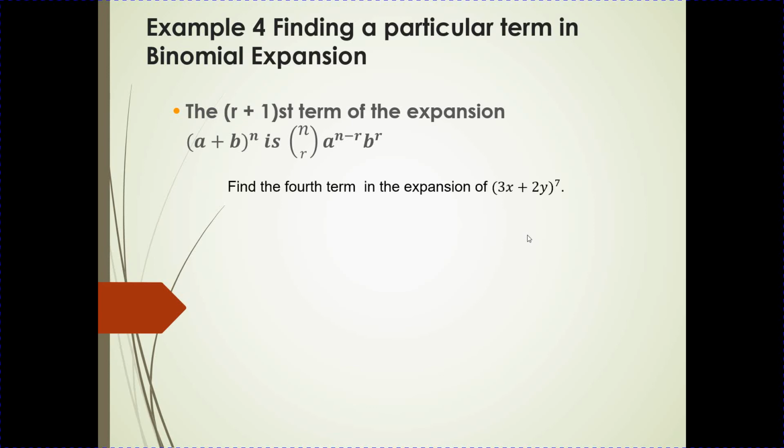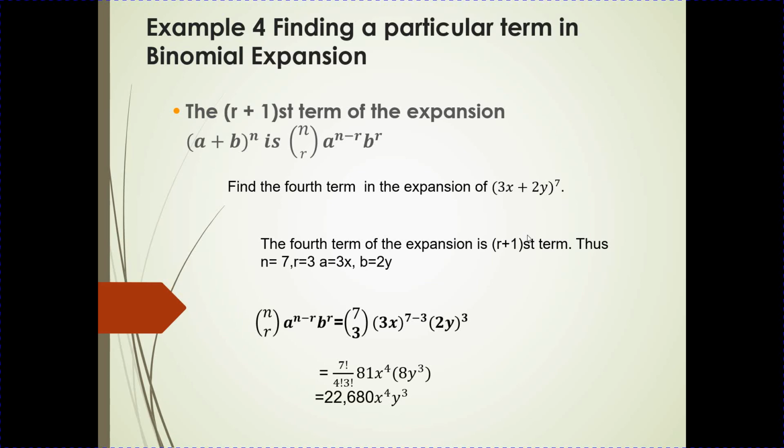So for example, find the 4th term in the expansion of (3x plus 2y) to the power of 7. Here, again, we need to identify the value of a, b, n, and also r this time, because you are asked to find the 4th term. So r will be 3 because we are looking for the r plus 1 term. Thus n is equal to 7, r is 3, a is 3x, and b is 2y.